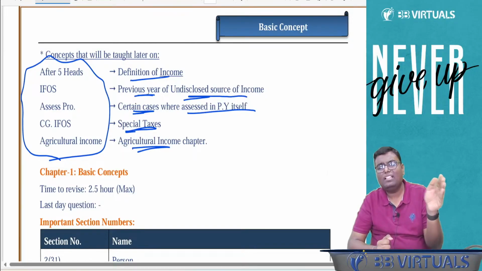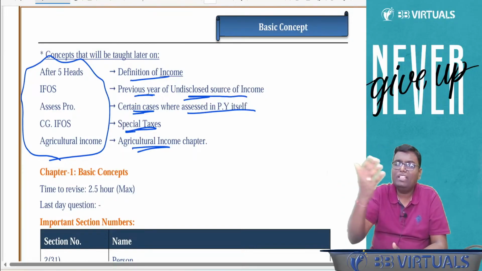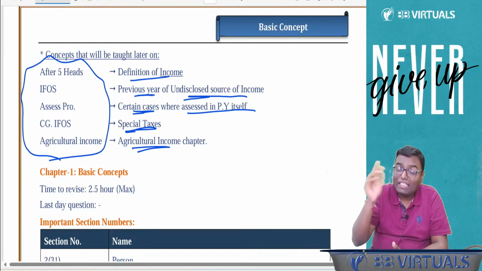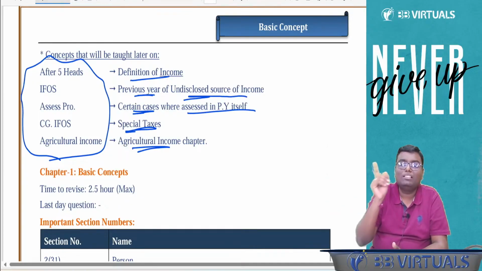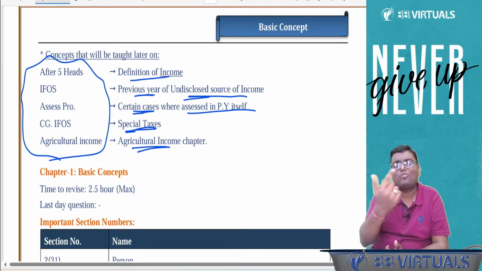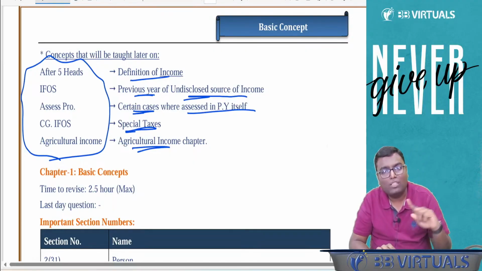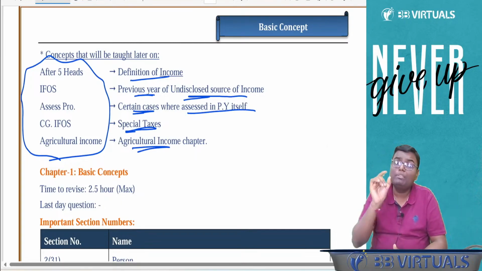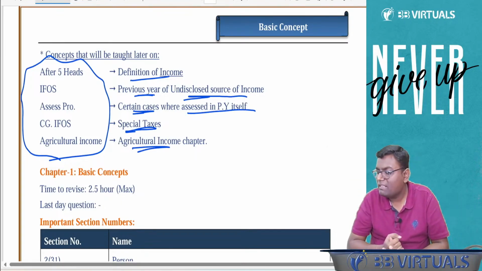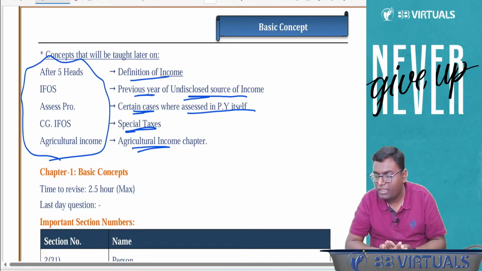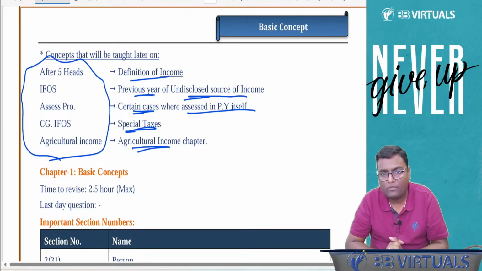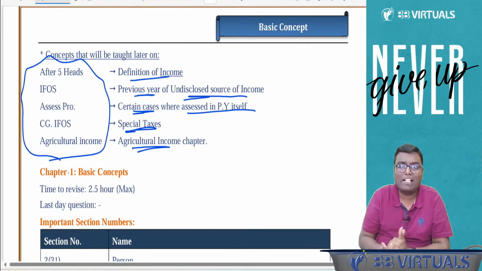Then we saw income versus inflow. Every inflow is not an income. Any inflow which is non-repayable is income. So yes, you have to pay tax on income, then it is called taxable income. If you don't need to pay tax on that income, it will be called exempt income. Previous year, assessment year. Previous year means the year in which income is earned. For you, previous year is 24-25. It can be lower than 12 months in the first year in which a new business is started.